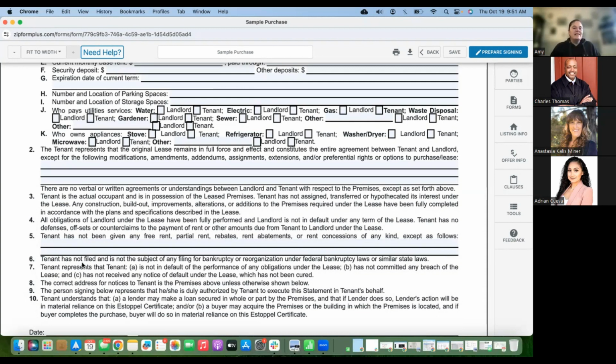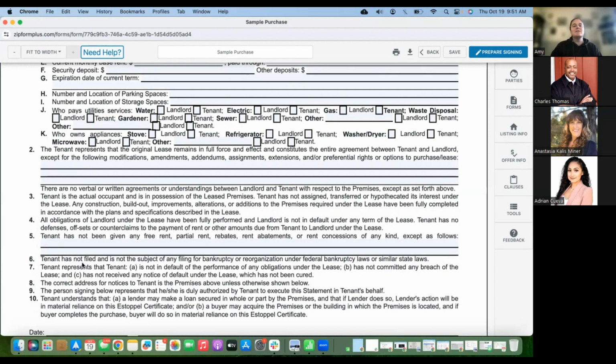The tenant is the actual occupant and is in possession of the leased premises. Tenant has not assigned, transferred, or hypothecated its interest under the lease. Any construction, build out, improvements, alterations, or additions to the premises required under the lease have been fully completed in accordance with the plans and specifications described in the lease.